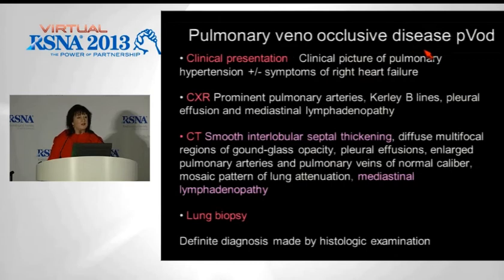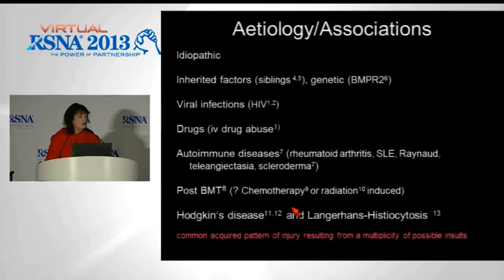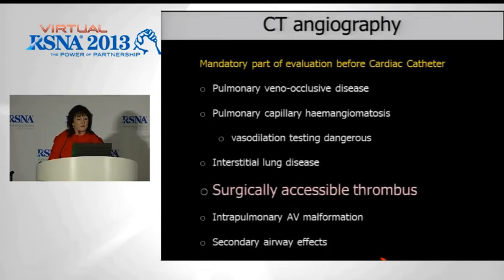So pulmonary veno-occlusive disease, unusual but really important. Combination of smooth interlobular septal thickening, diffuse multifocal changes of pulmonary vascular disease, and mediastinal adenopathy. Very important treatment, different to all of the other types of pulmonary hypertension. And most of the patients you'll see in pediatrics are idiopathic and genetic, but lots of conditions predispose to pulmonary veno-occlusive disease. If you are interested, there are many papers talking about this complication of therapy and congenital problem.